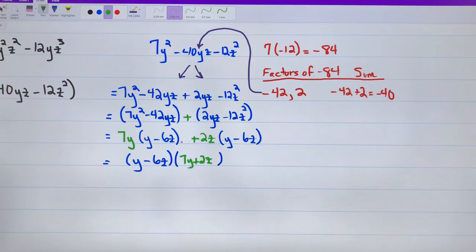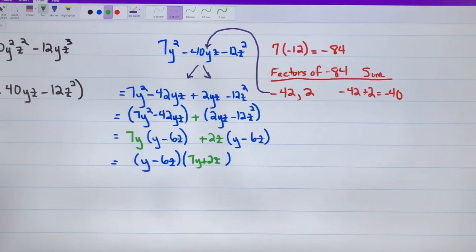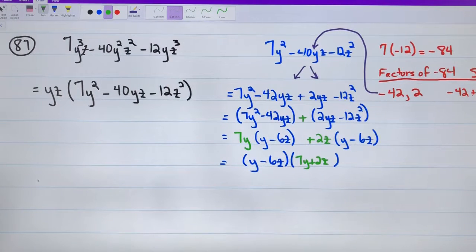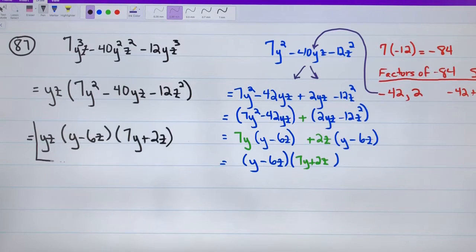Again, this is part of the solution overall. Going back to the initial setup, for the original problem we had this trinomial and we factored out yz. So the first factor is yz, and for the rest of the solution we have the binomial factors we just attained. The complete factorization is yz times the quantity of y minus 6z times the quantity of 7y plus 2z. And that would be the final answer in this problem.